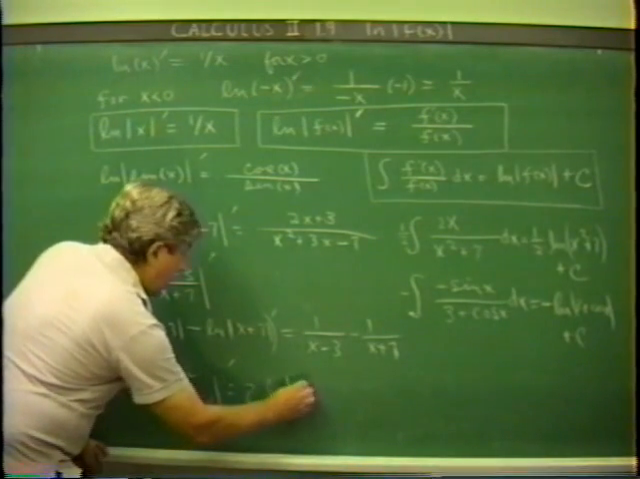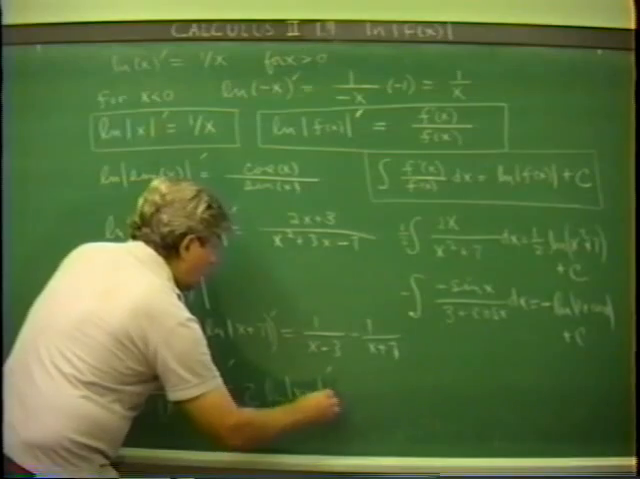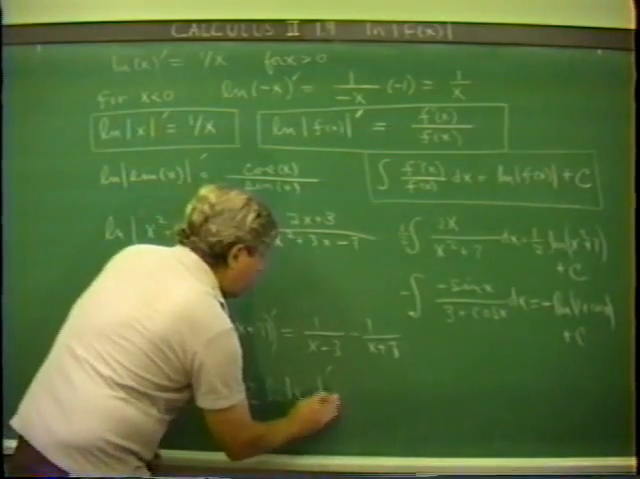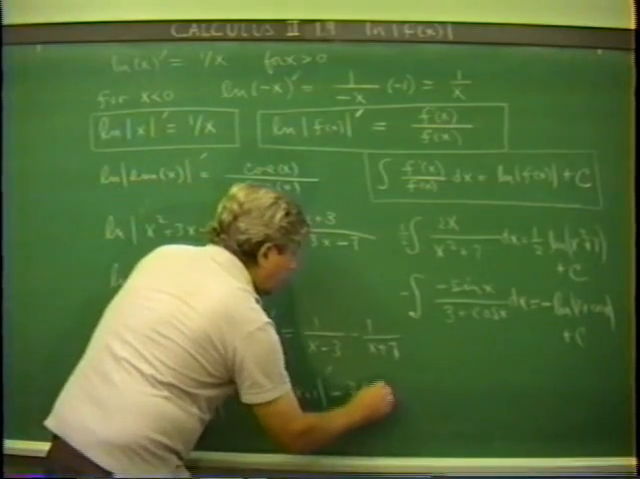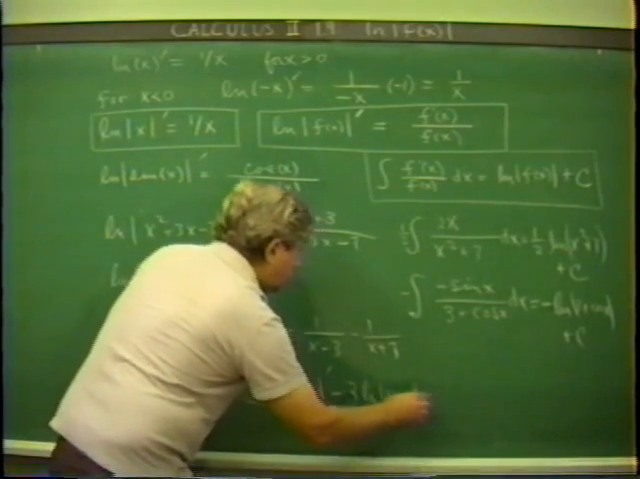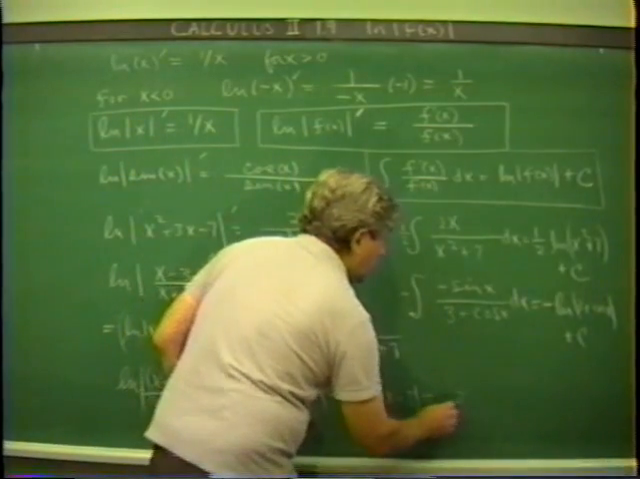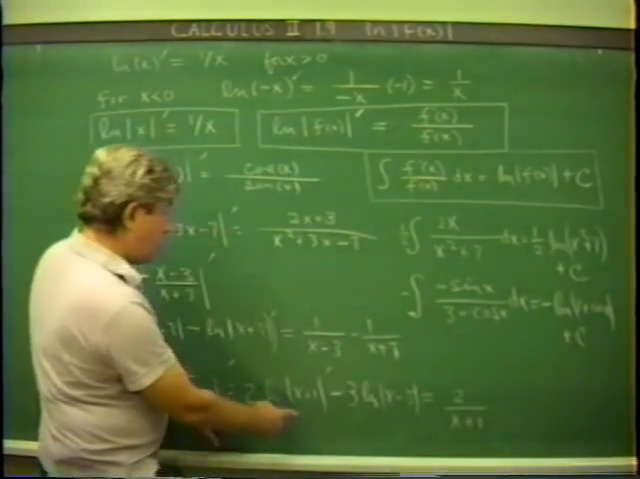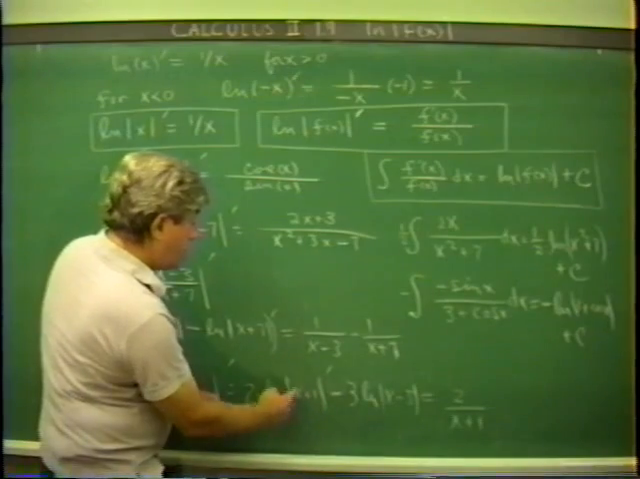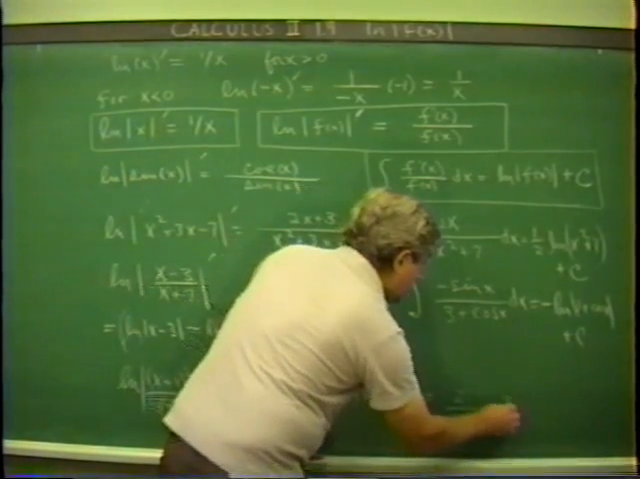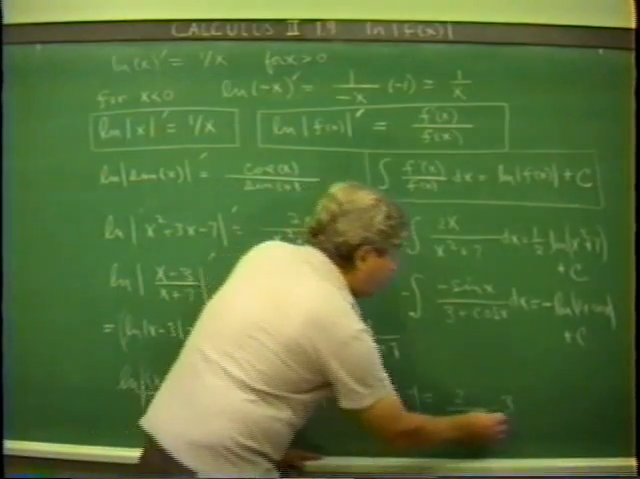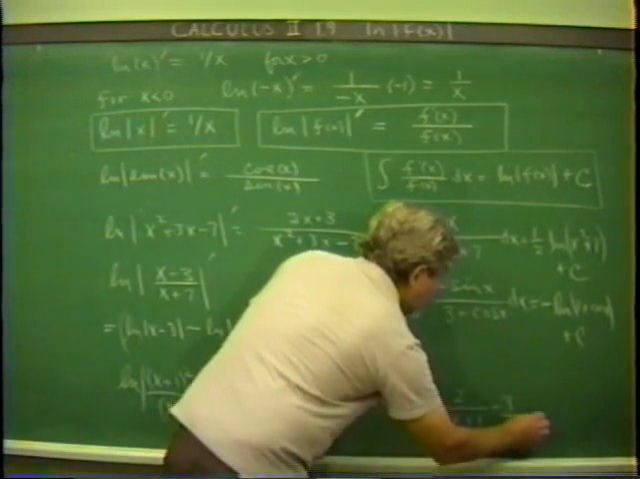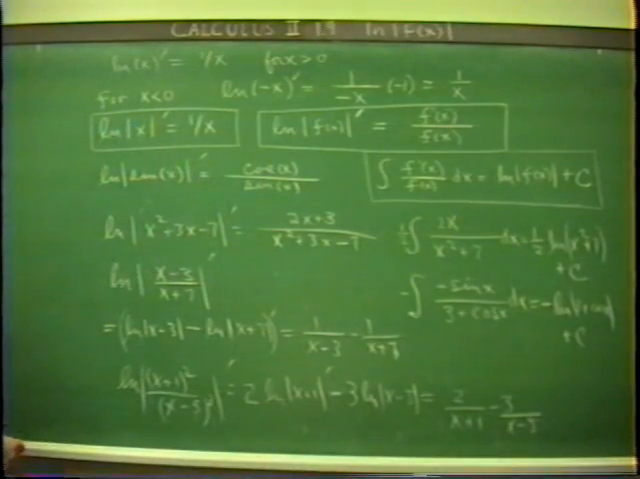Right? Similarly, if you had something like the logarithm of x plus 1 squared over x minus 5 cubed, say an absolute value, the derivative of this is going to be the derivative of 2 log absolute x plus 1 minus 3 log absolute x minus 5, I'm sorry, not plus, minus. Which is going to then be equal to 2 over x plus 1, the derivative of x plus 1 being 1 over x plus 1 times 1, minus 3 times the derivative of log x minus 5, which is 1 over x minus 5.